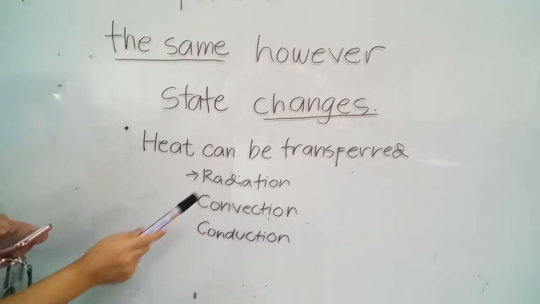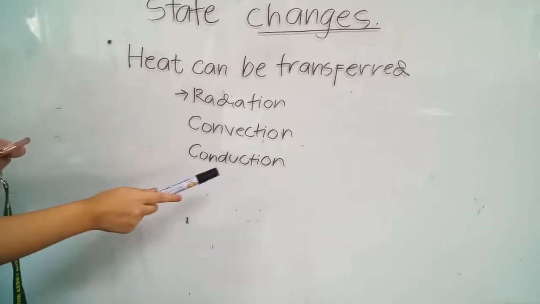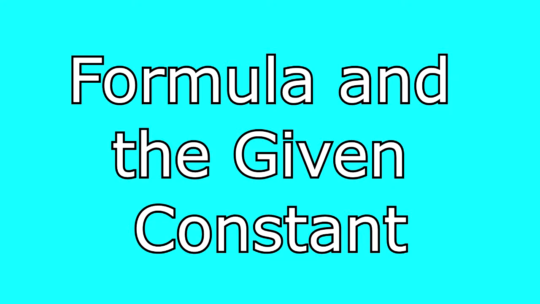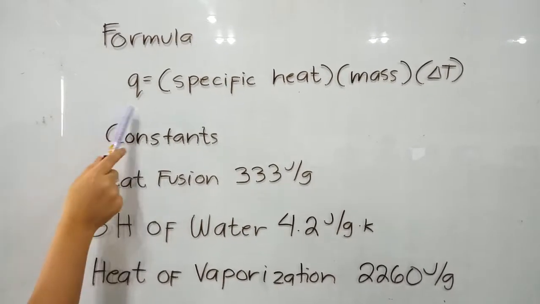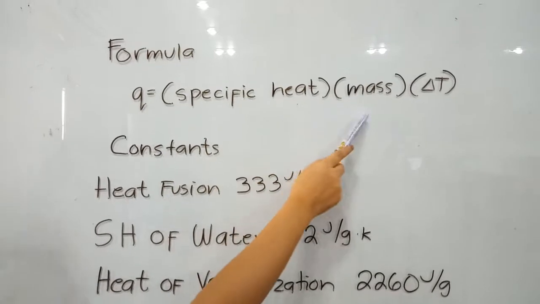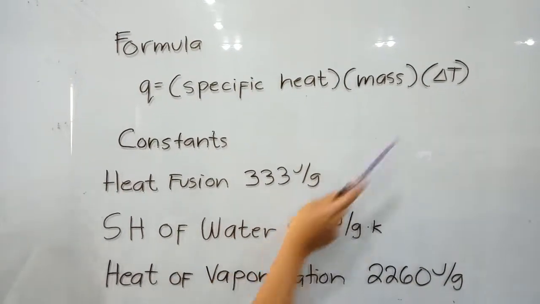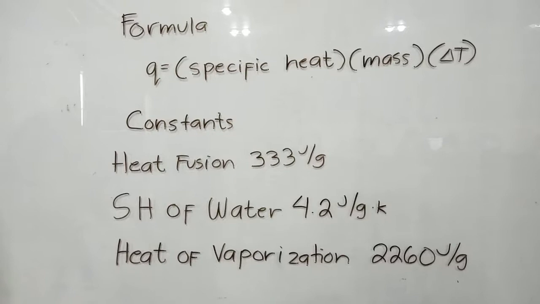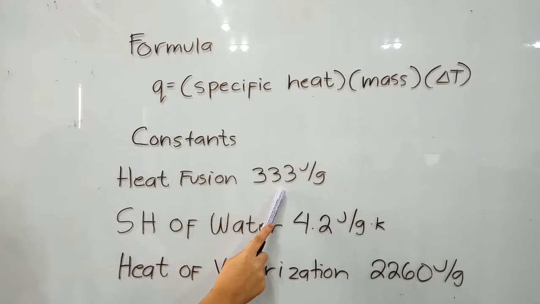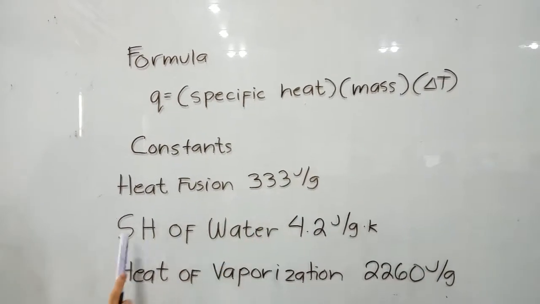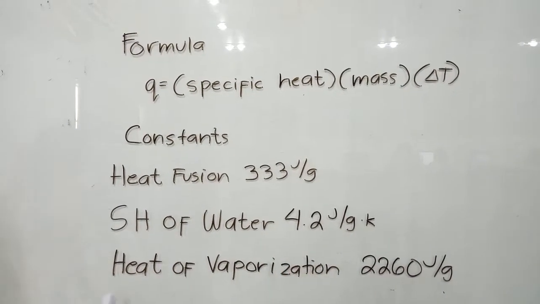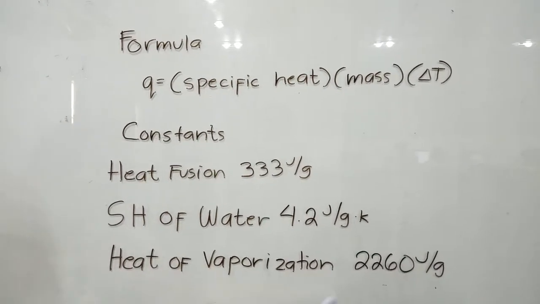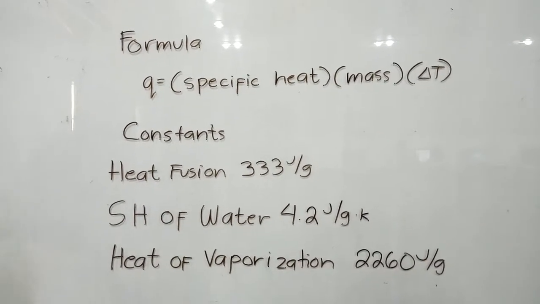Heat can be transferred through radiation, convection, and lastly, conduction. So the formula of heat transfer is heat equals specific heat times mass times change in temperature. The constants are: heat of fusion is equal to 333 joules per gram, the specific heat of water is 4.2 joules per gram times Kelvin, and heat of vaporization is 2260 joules per gram.